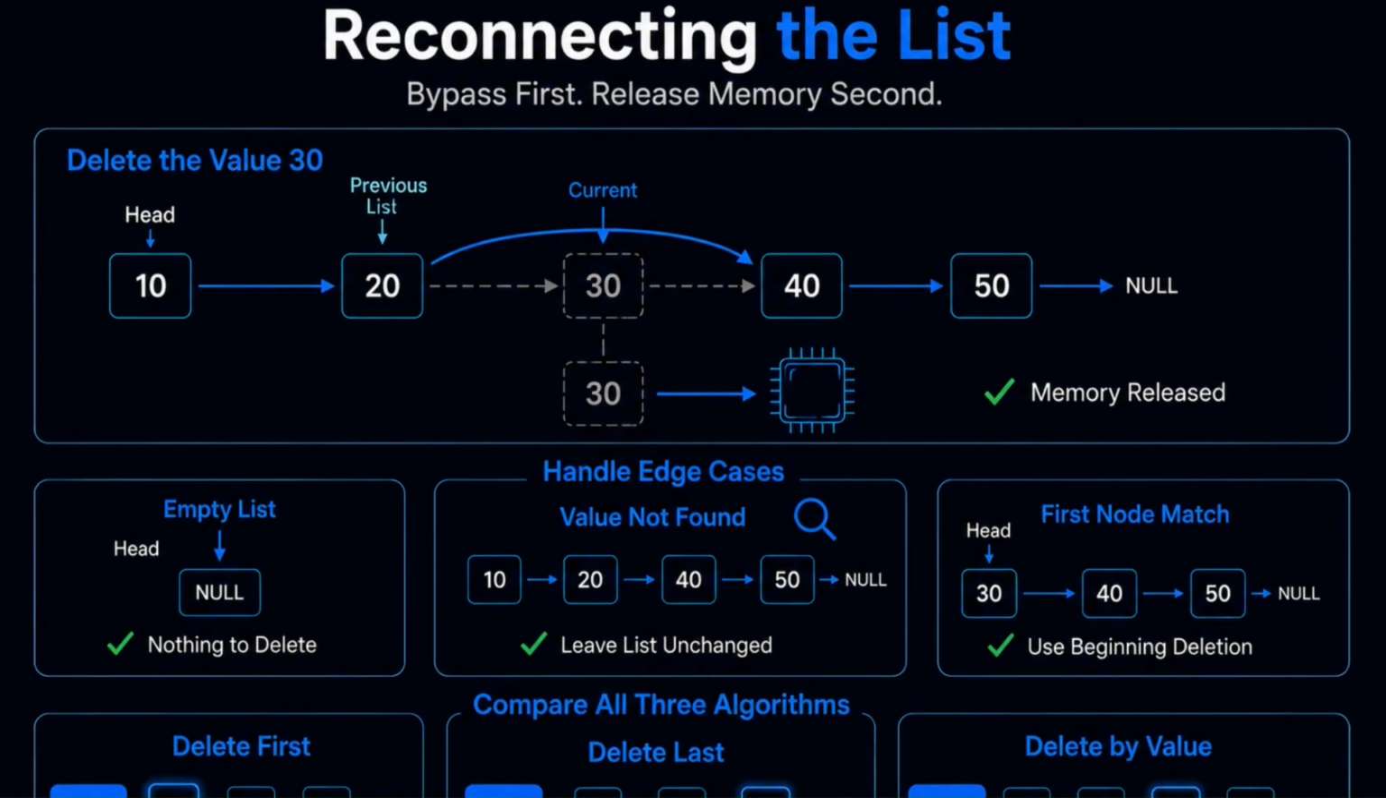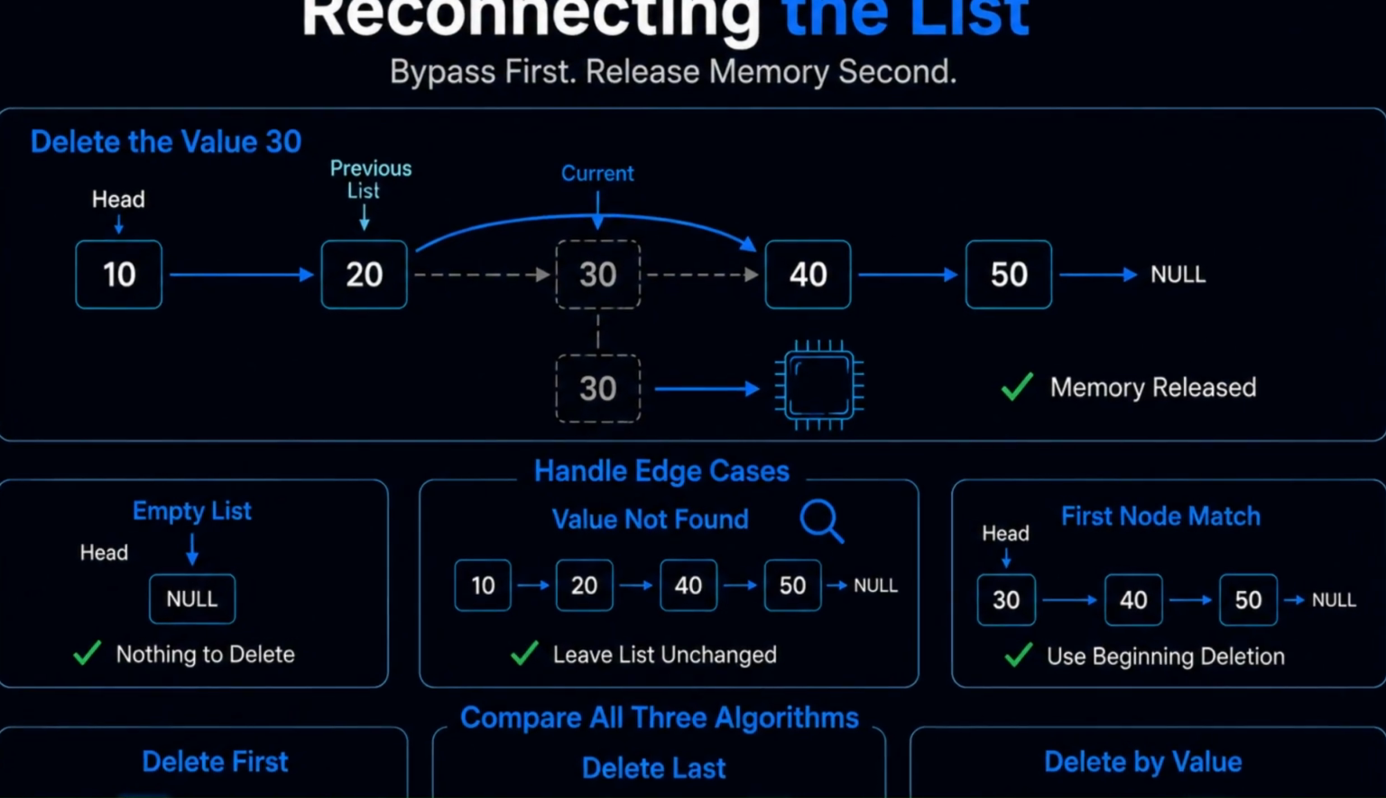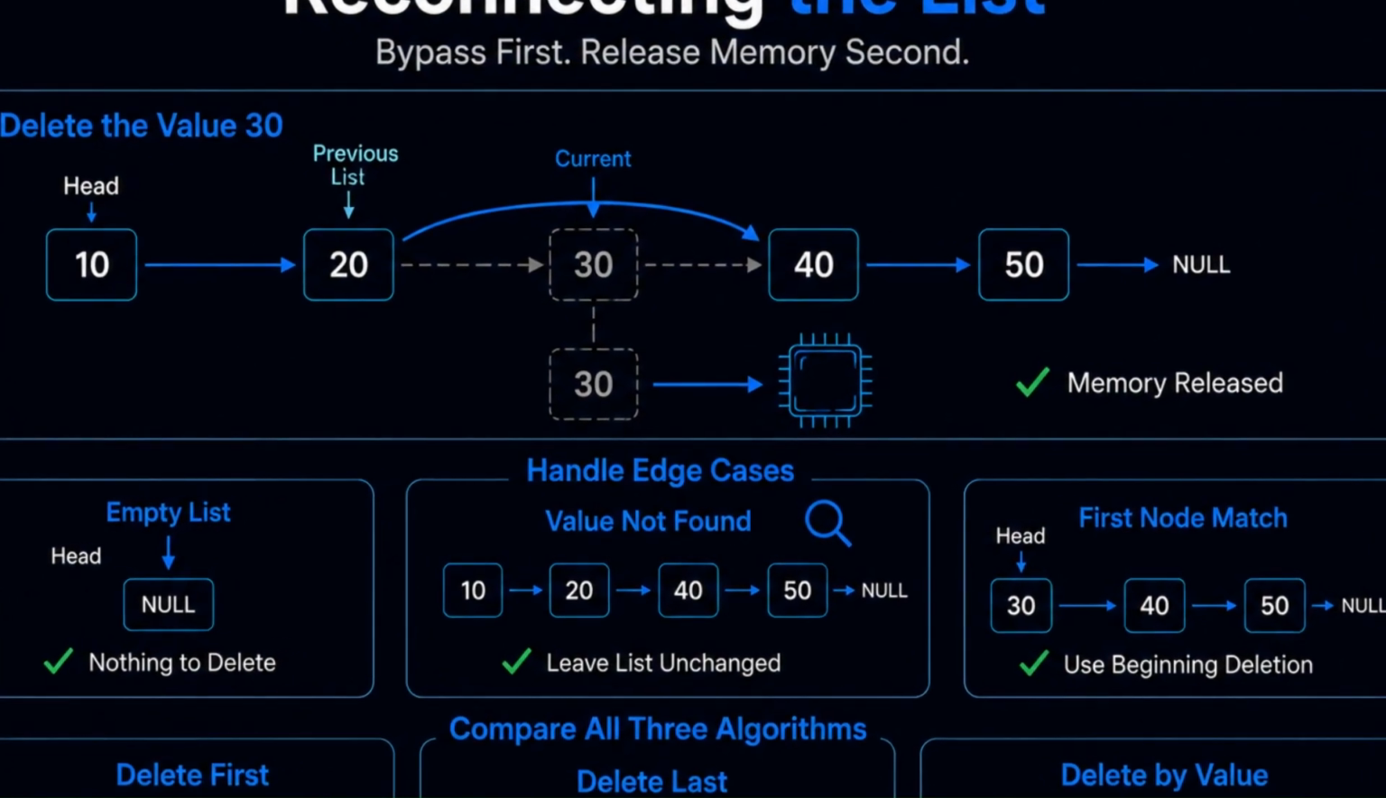Handling situations like this is called handling edge cases, and it's one of the biggest differences between beginner code and professional code. Good programs don't just work when everything goes perfectly. They also behave correctly when something unexpected happens.